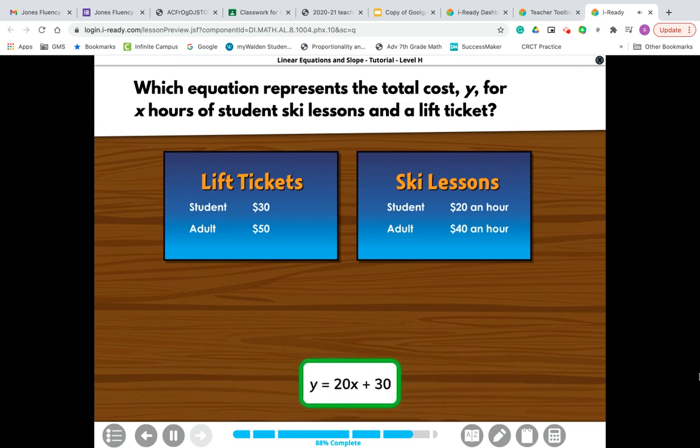Right. We know the equation for the cost of x hours of lessons is y equals 20x. We add the cost of a lift ticket, which is $30. Think of the cost of the lift ticket as the initial value in this situation. So the equation for the total cost of lessons and a lift ticket is y equals 20x plus 30.